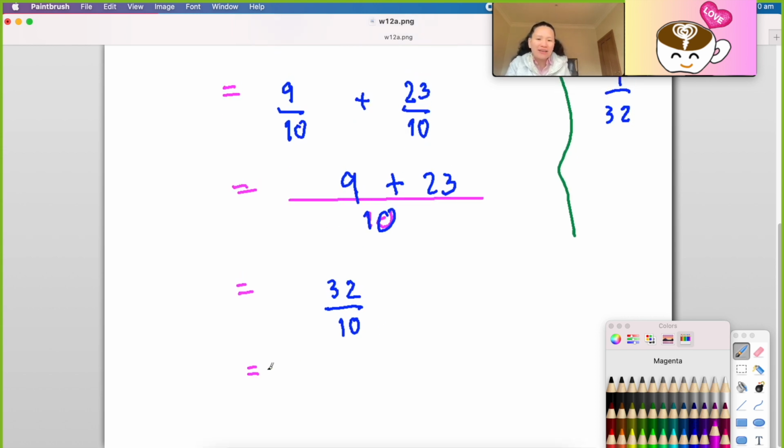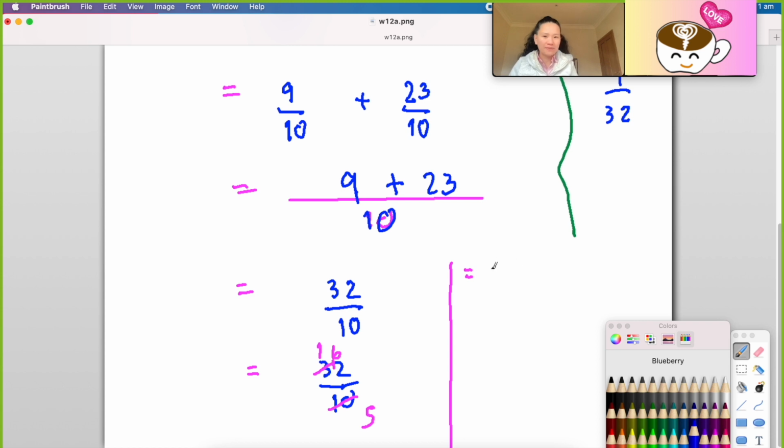Is that equal to 32 out of 10? Anyway, from here I can see that 32 out of 10, I could make it a smaller number. I could divide it by 2. 10 divided by 2 is 5. 32 divided by 2 is 16. So that means it's equal to 16 out of 5. Okay, I know that 16 divided by 5 is 3. 5 times 3 is 15. And then we have remainder 1. So it's 1 out of 5. This one is our answer.